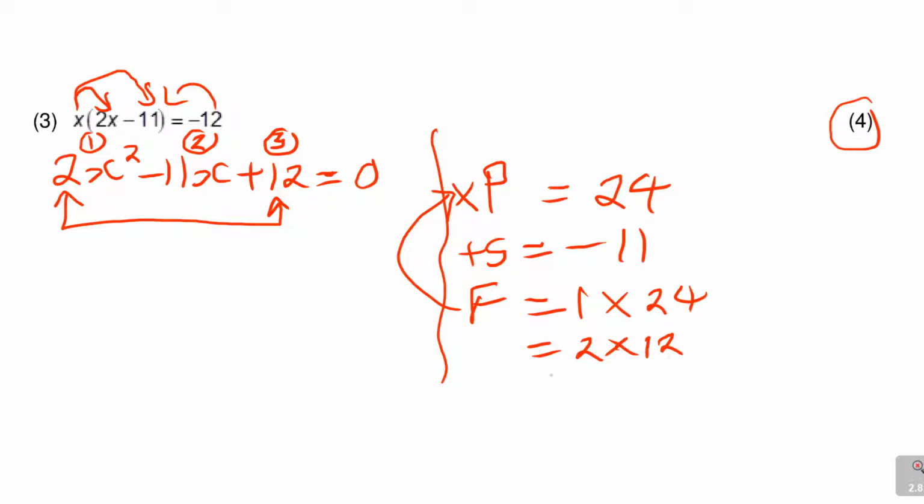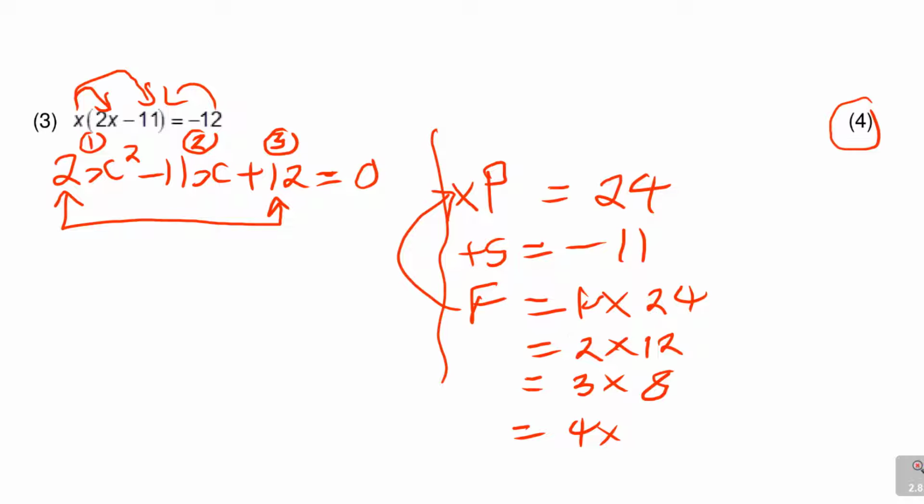2 times 12. And then the next one is what? 3 times 8. The next one is what? You need to know your times table. Your calculator will help you. You divide 2 into 24. You divide 3 into 24. You go step by step, you see.